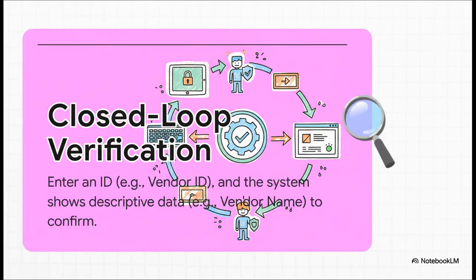Okay, here's another incredibly smart control. It's called closed-loop verification. With this, you're not just typing a vendor number into the dark and hoping for the best. Nope. You type it in, and the system immediately shows you the vendor's actual name. This simple little feedback loop prevents you from accidentally sending a huge payment to the wrong company just because you mistyped 1 digit. It's a fantastic defense against those common keying errors.